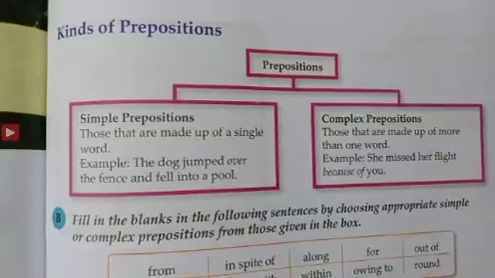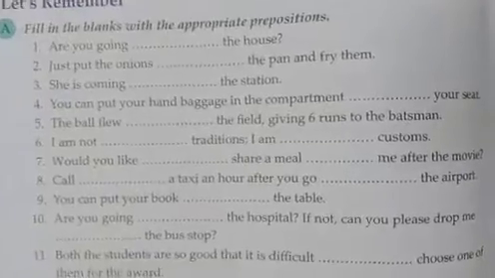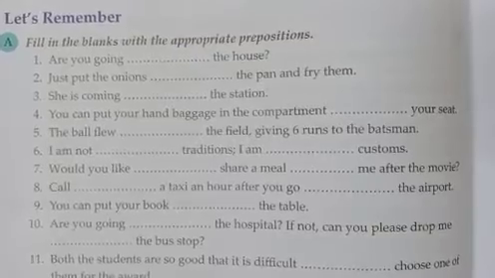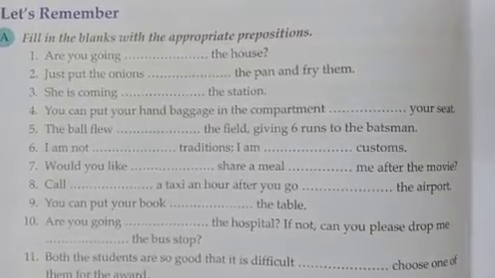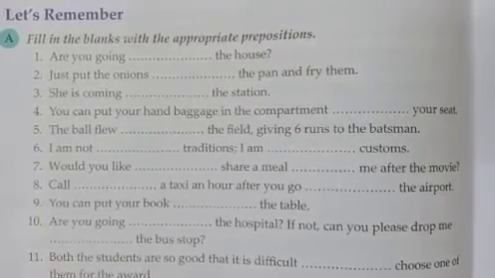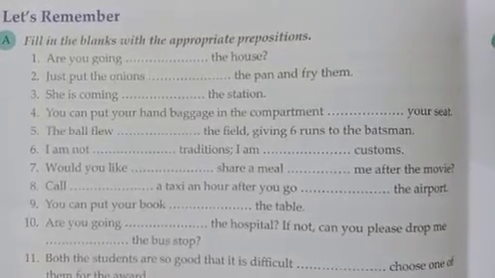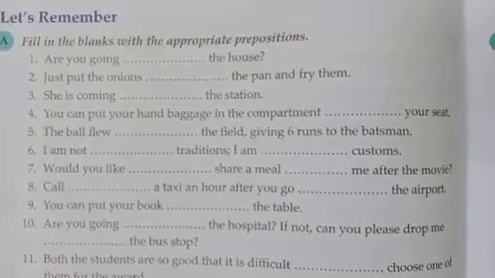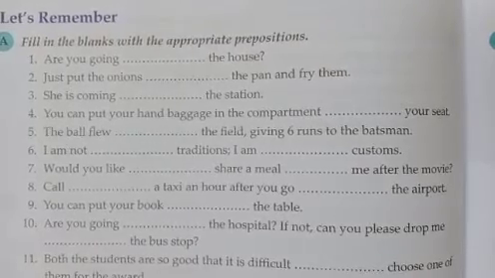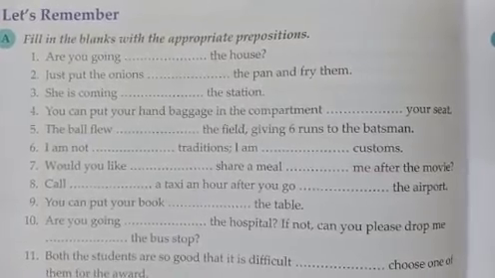Now take out your textbook, page 138. And there you have, let's remember, fill in the blanks with appropriate prepositions. I will just tell you 2-3 examples. First one: are you going dash the house? Are you going to the house? See here, this preposition is used before a noun or a pronoun or a noun phrase. Okay, just put the onions in the pan and fry them. So, examples of prepositions: in, at, on, off, to.